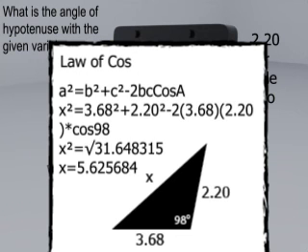So for that we had to plug in c squared equals 3.68 squared plus 2.20 squared minus 2 times 3.68 times 2.20 times cosine of 98. With this we got 32.29, but we have to square root it and we end up getting 5.6825.